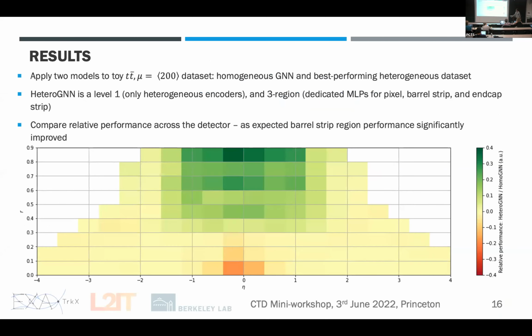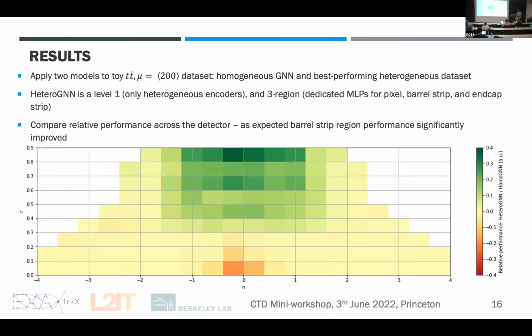So pretty quick, I'm just going to skip right to the end, I guess. So these are the results we have. We have two models that we threw at some toy data. We knew that this data was not performing very well on the barrel strip. This is high pile-up data and TT bar. We have a homogeneous GNN, and we have our heterogeneous GNN.